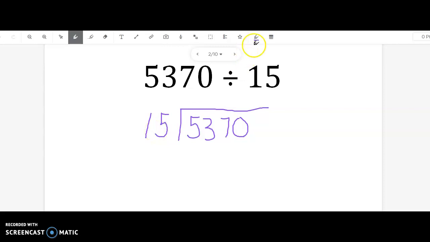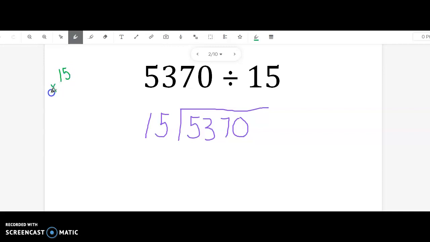Okay. And then we start by saying, well, how many times can I put 15 into 5? Ooh, that doesn't work. 15 can't go into 5. Well, what about 15 into 53? I can do that. Now, if you don't know your 15 facts, it is absolutely 100% okay. Continue working on your scrap paper and saying, well, let's see here.